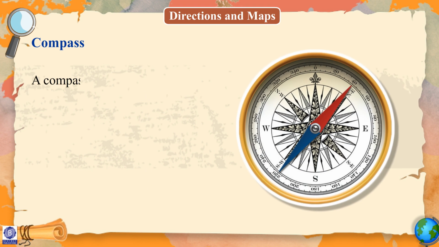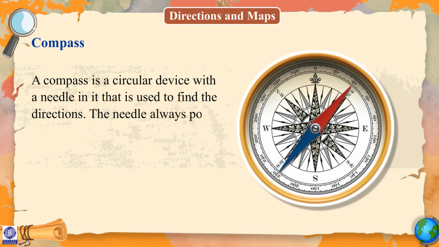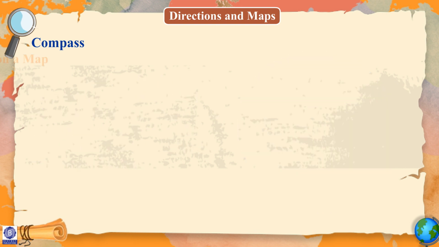Compass. A compass is a circular device with a needle in it that is used to find the directions. The needle always points to the north. With the help of this direction, we get to know about the other 3 directions.